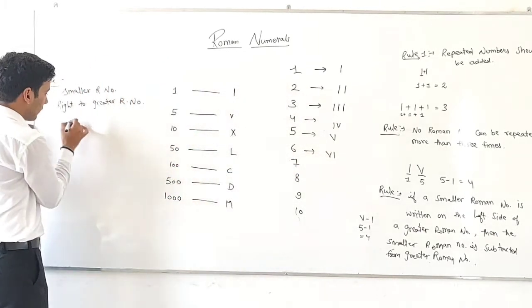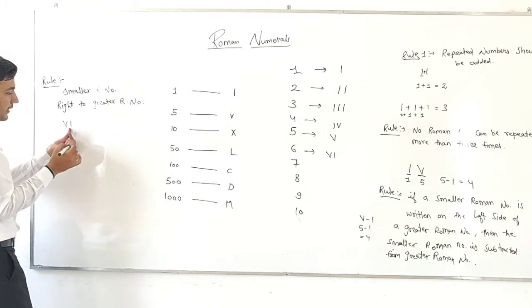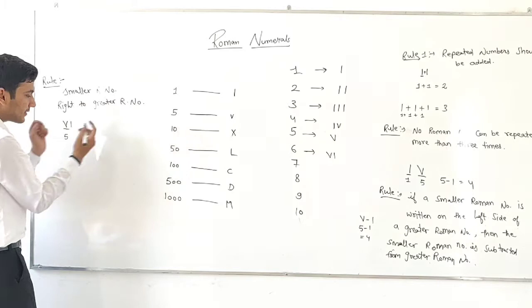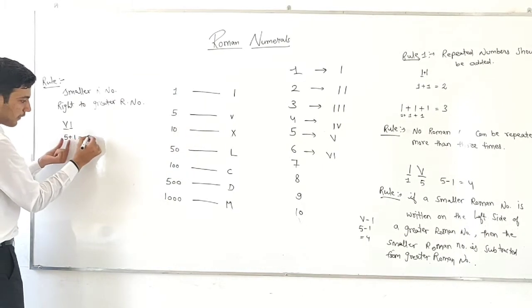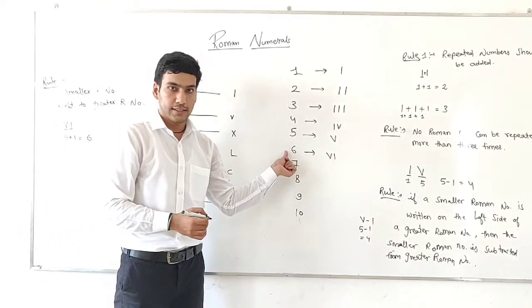That is, for this symbol VI, this is for 5 and you write smaller in the right side. So 5 plus 1. This is for 1. So 5 plus 1 is 6. So this is for 6.